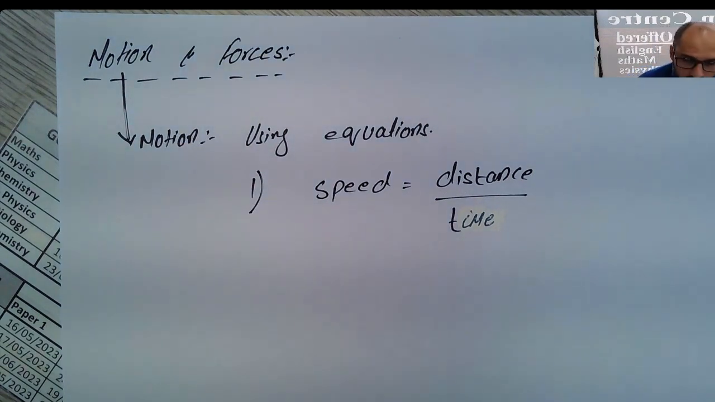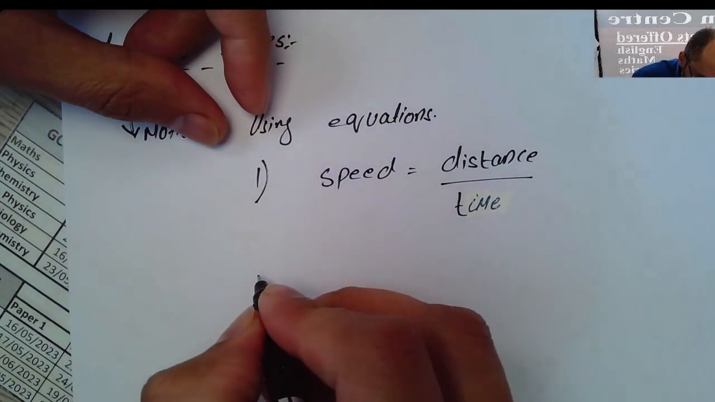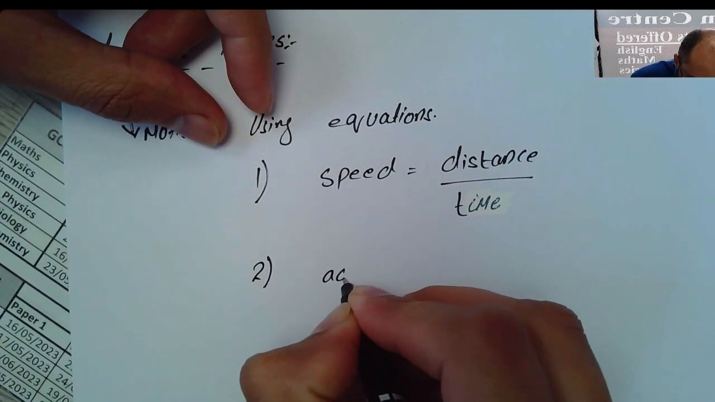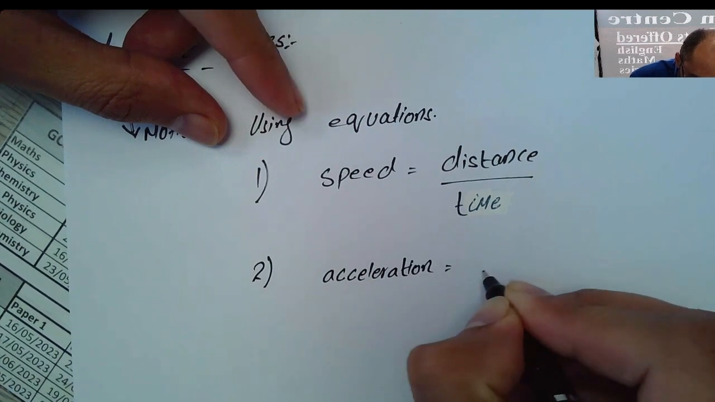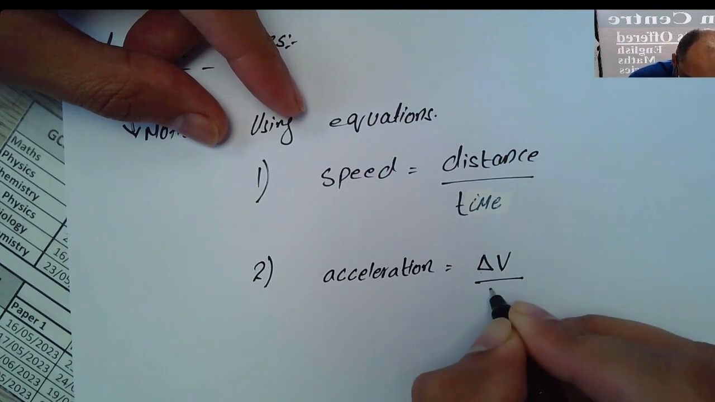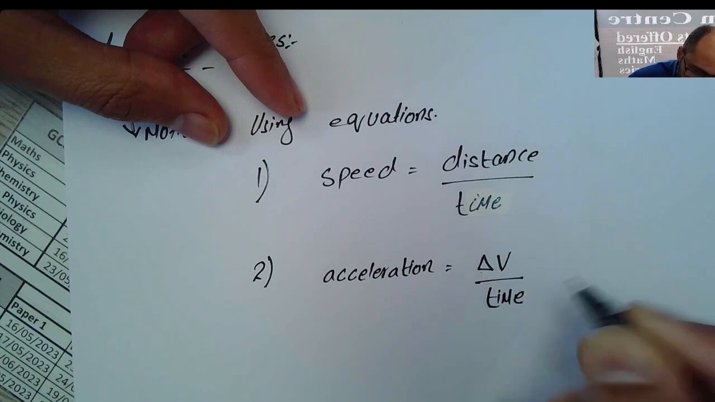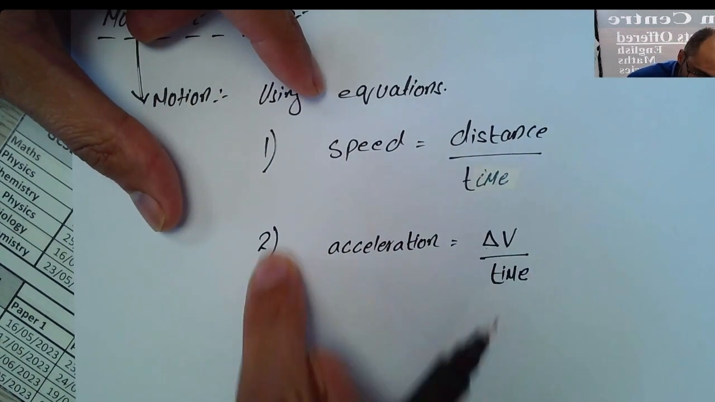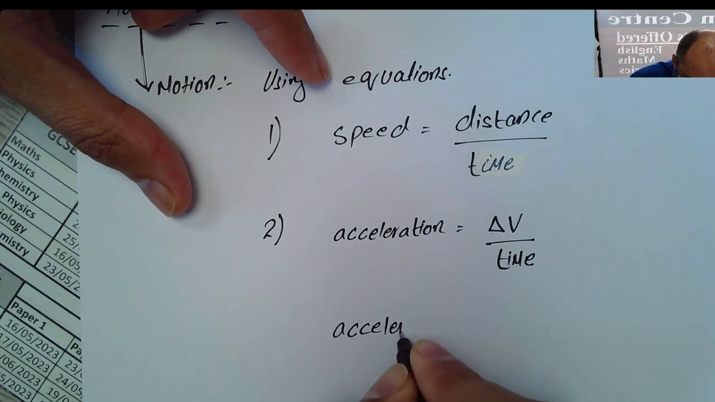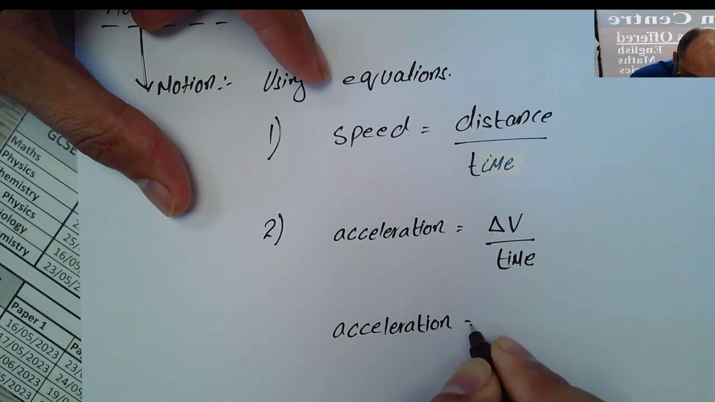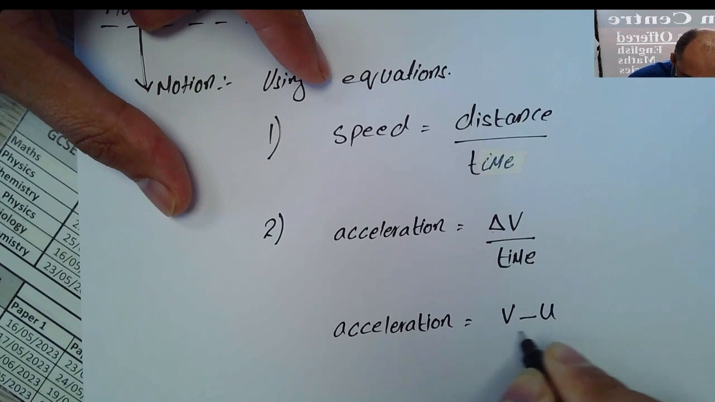When it comes to motion, there are two equations that you must know. First one being speed equals distance divided by time, and the second equation is for the acceleration, which is acceleration equals change in v divided by time. Now because this is change in v, the same equation can be written in another way, which is acceleration equals v minus u divided by t.